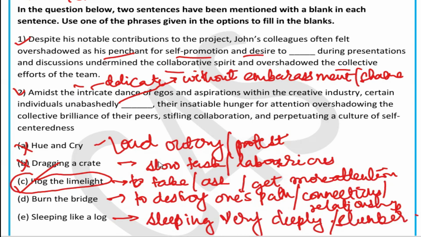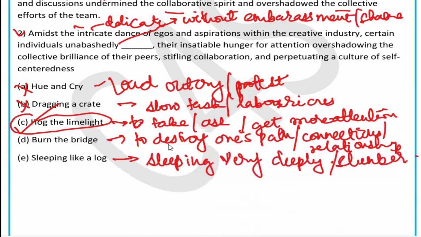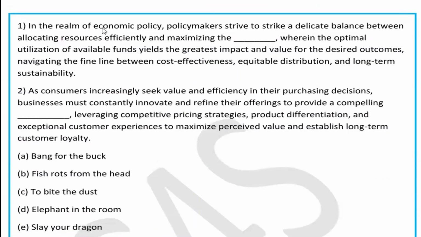Okay, so let's move on to the next question. In the realm of economic policy, policymakers strive to strike a delicate balance between allocating resources efficiently and maximizing the dash, wherein the optimal utilization of available funds yields the greatest impact and value for the desired outcomes, navigating the fine line between cost effectiveness, equitable distribution, and long term sustainability.